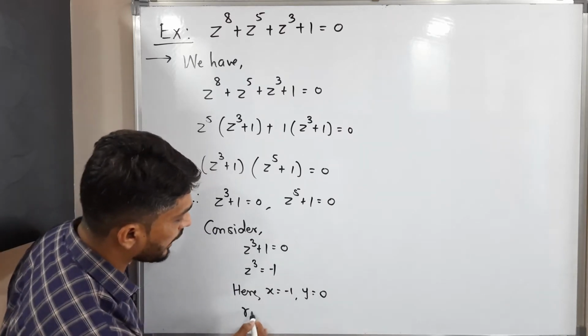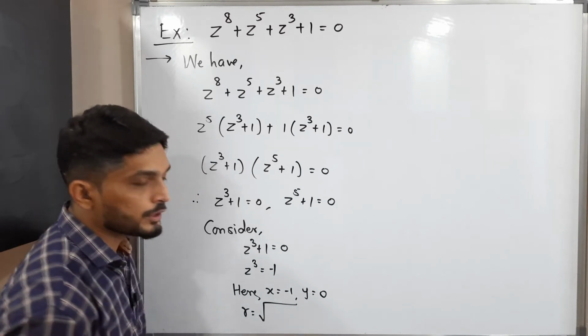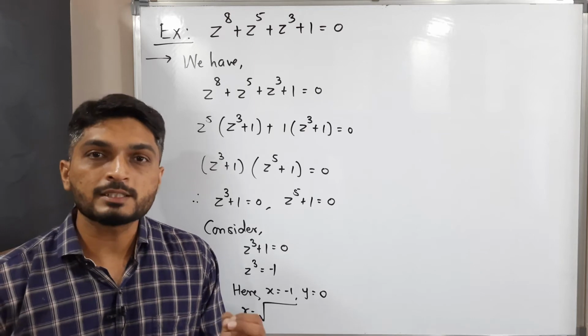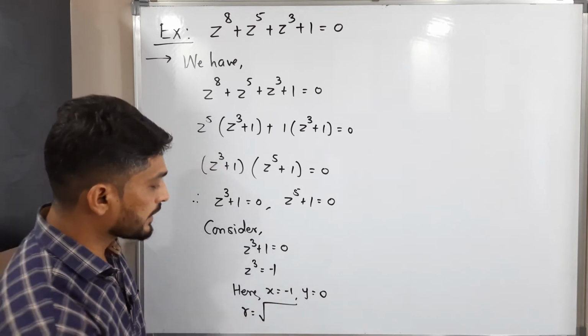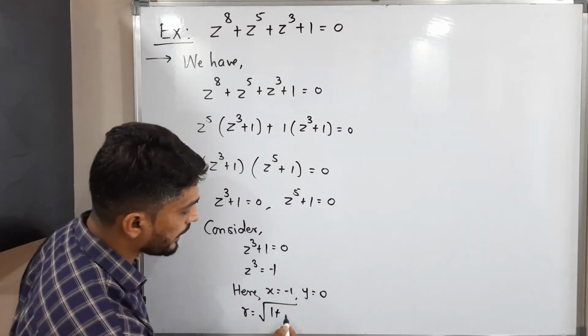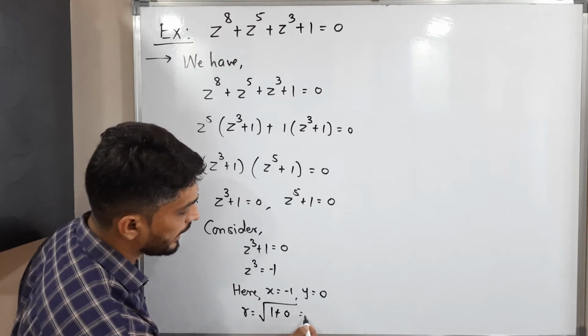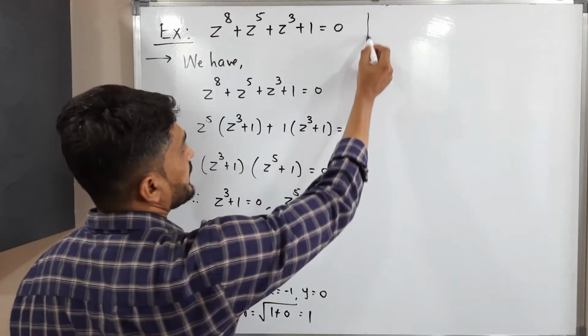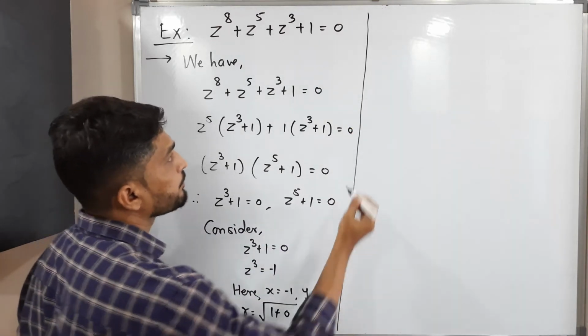So let us find r. So you know what is the formula to calculate r? Square root of x square plus y square. Square of x is 1, square of y, that means 0, is 0. So we'll have root 1 which is 1. Let us go further. Let us find theta now. Okay, so let me write it here.